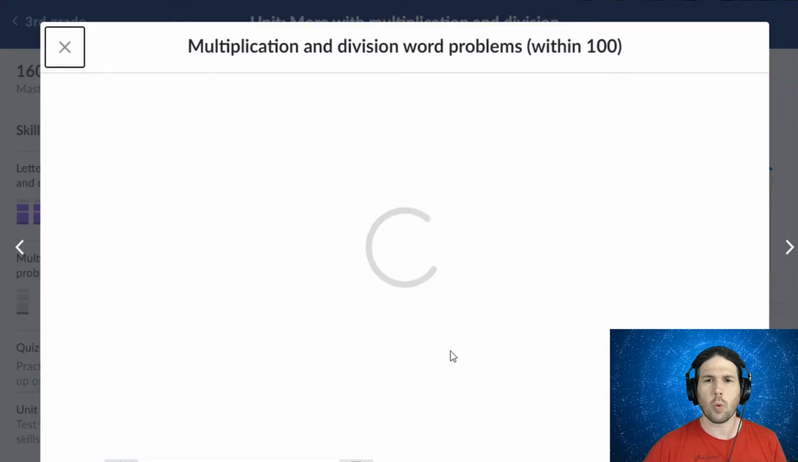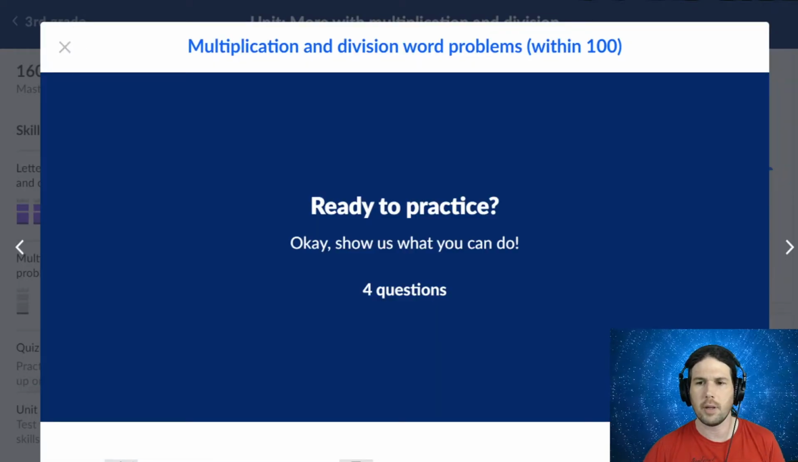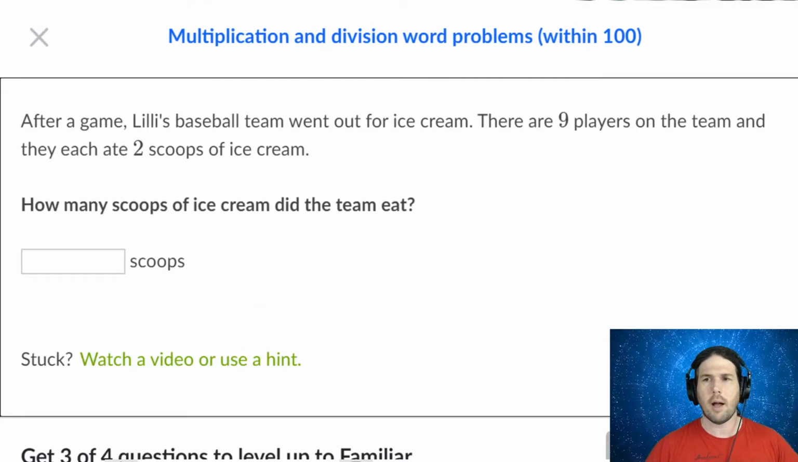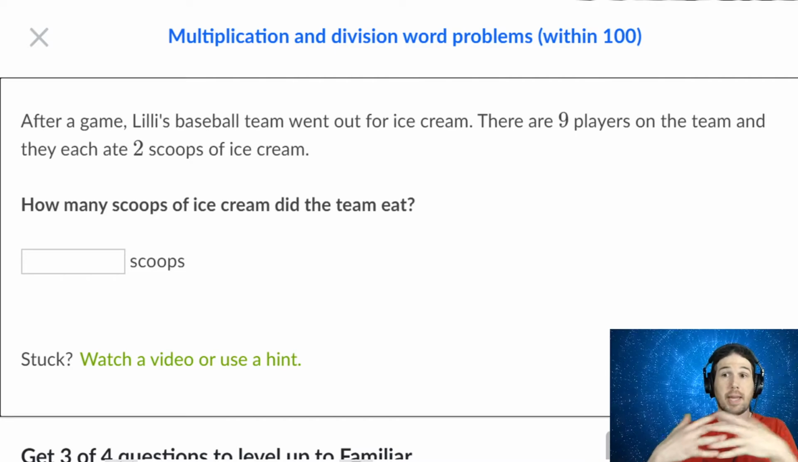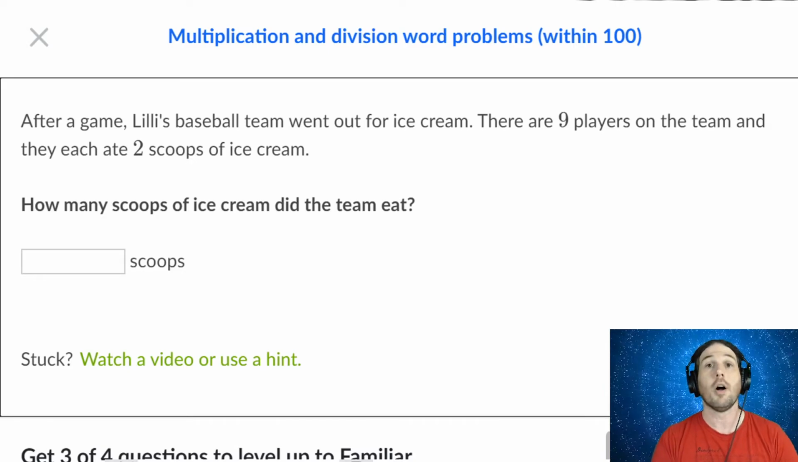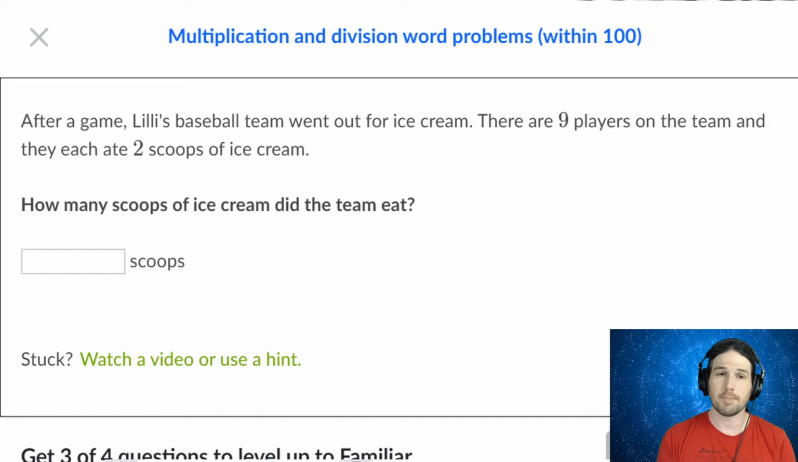Multiplication and division word problems within 100. Word problems are another thing that for some reason folks are as afraid of or more so than fractions, especially when they come together. But remember that all problems are word problems, right? Every single problem that you've ever faced in your entire life, you have expressed either in your head or verbally or on paper in words. All problems are word problems, okay? So don't be afraid. This is just the same thing you literally do every day of your life.